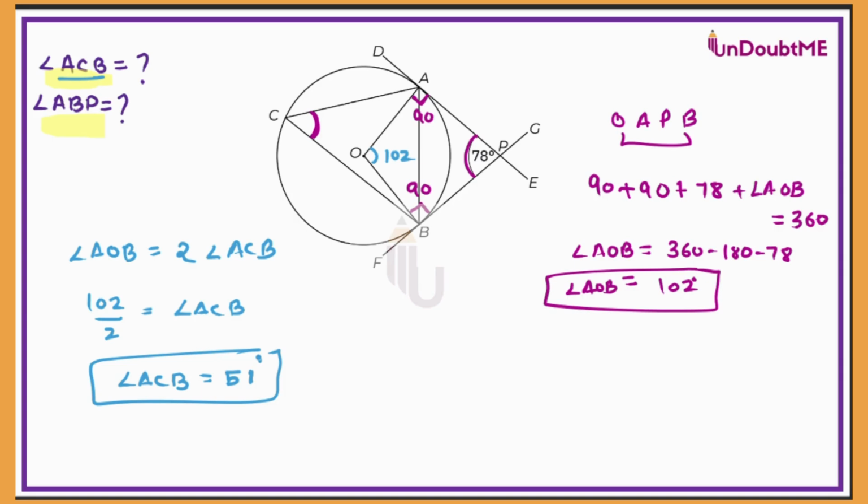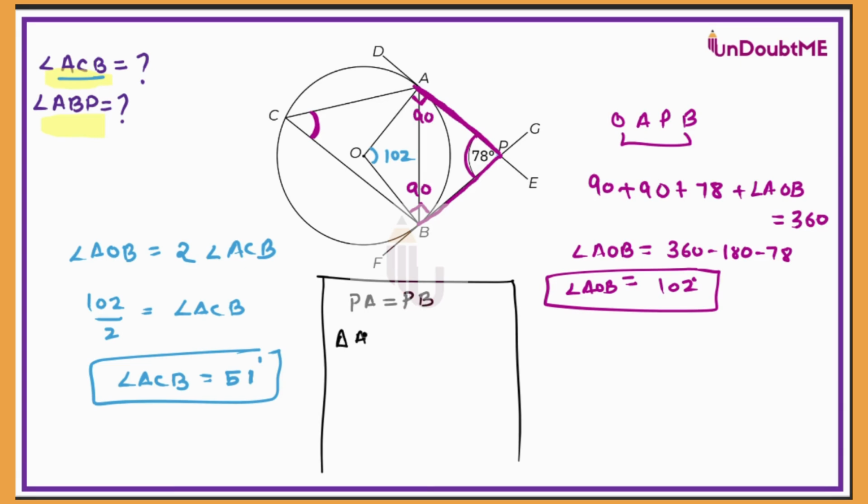Now we need to find ABP. For finding ABP, we can once again get back to the figure. There is one more theorem that from an external point, the lengths of tangents are equal. So I'm talking about these lengths, PA and PB. If PA is equal to PB, then triangle ABP is isosceles. Okay, if a triangle is isosceles, then both of these angles are equal.